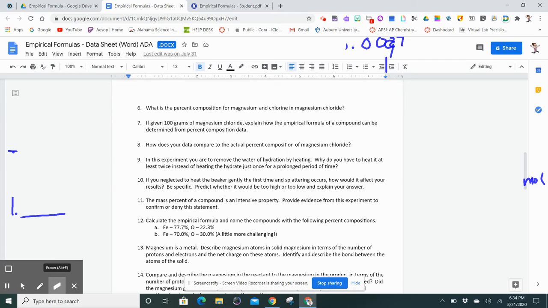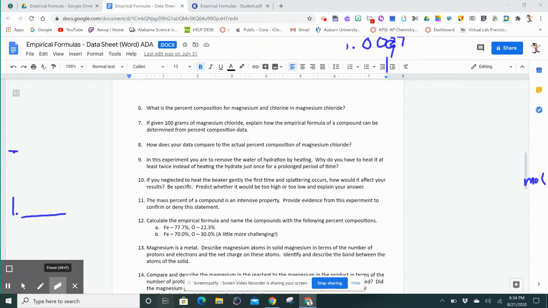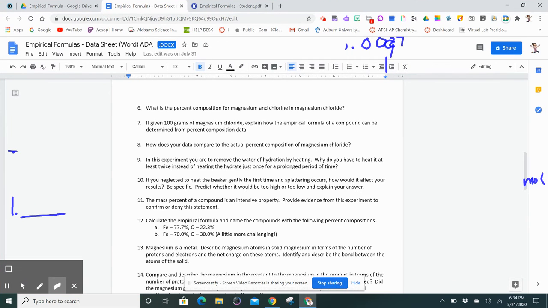Okay, so now let's take a look at the second page. We're just going to do a few of these. We're not going to do all of them, because some of them are just going to be problems not necessarily related to the lab. They're just learning how to work these problems out.